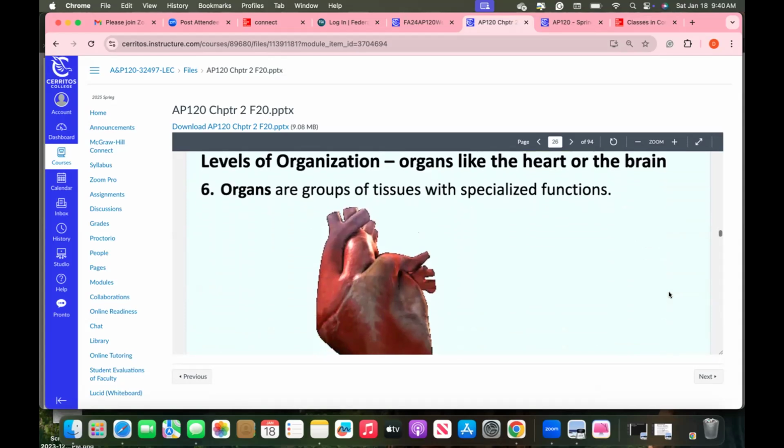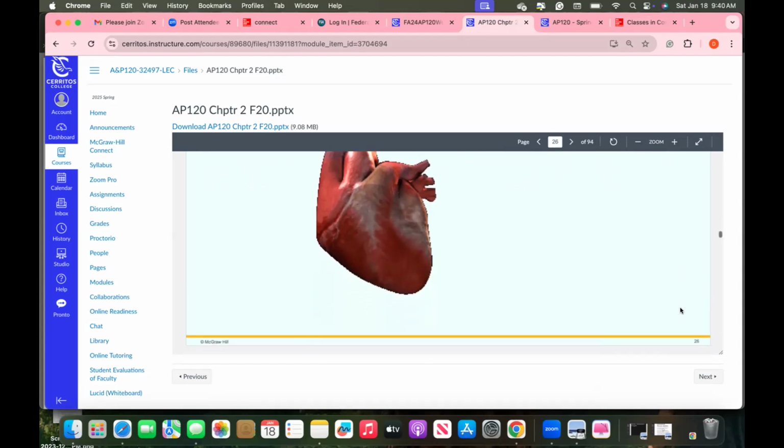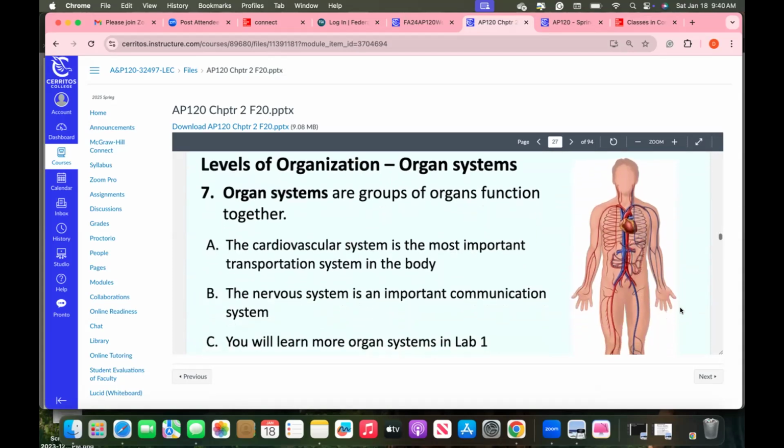Okay, organs. Organs are groups of tissues with specialized functions, like your heart, your pancreas, your liver. These are groups of tissues that have special function. Organ systems are groups of organs that function together. So I think there are 11, if I'm not mistaken, 11 organ systems.